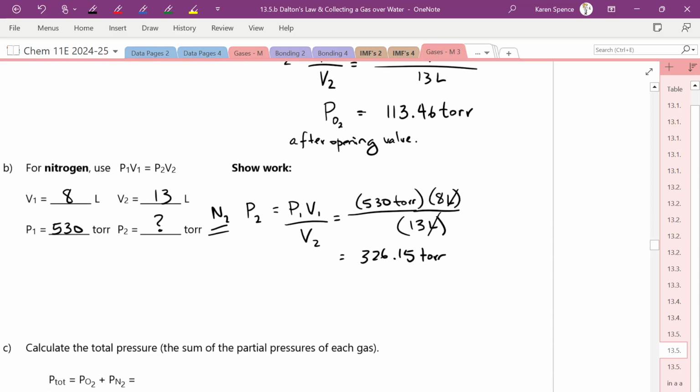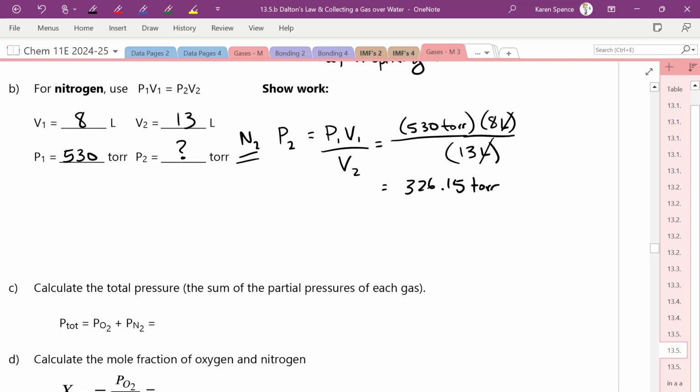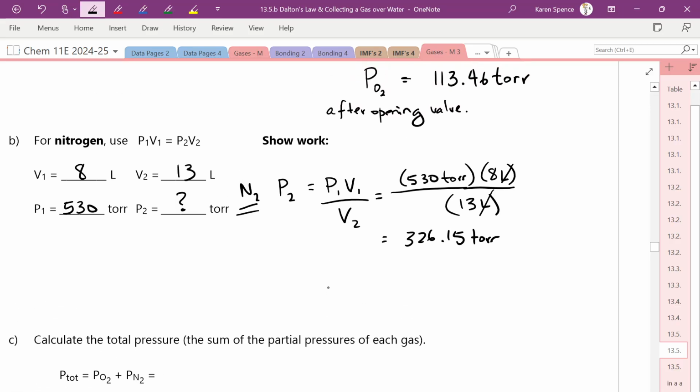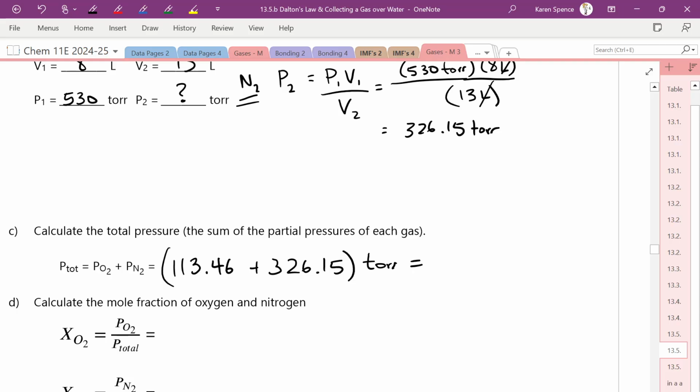You good? Okay. Did we get 326.15? Okay. So now we can calculate the total pressure. We have 113.46 plus 326.15 torr, which is 439.61 torr.